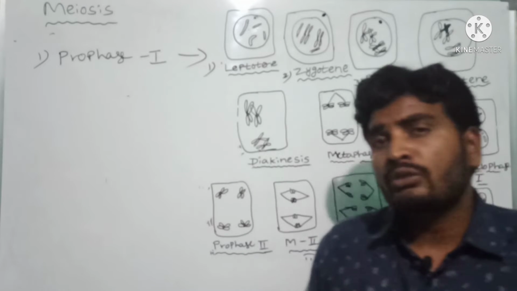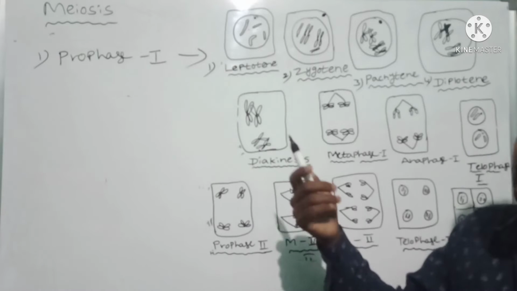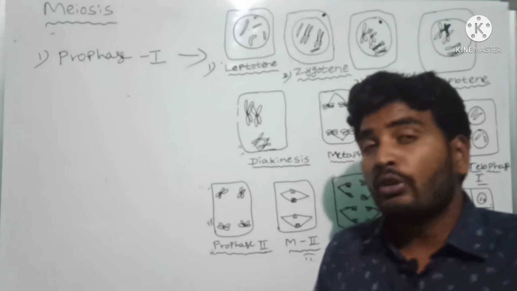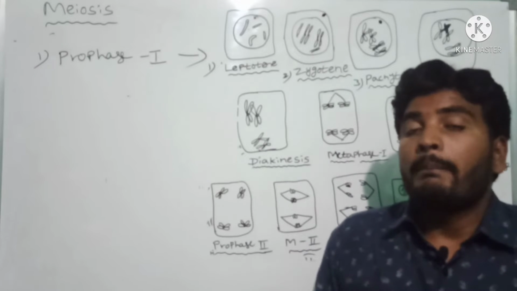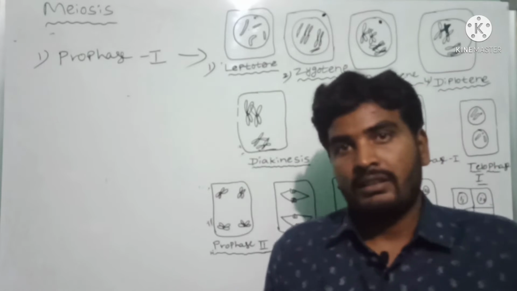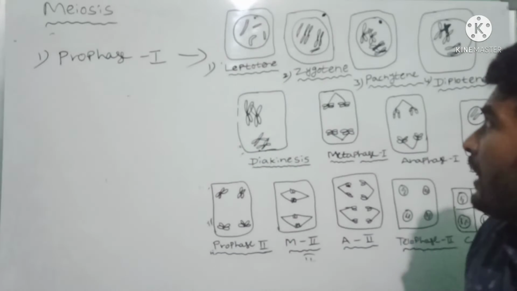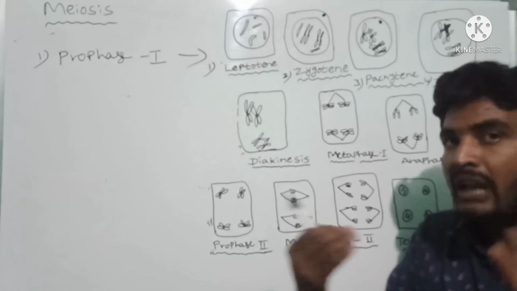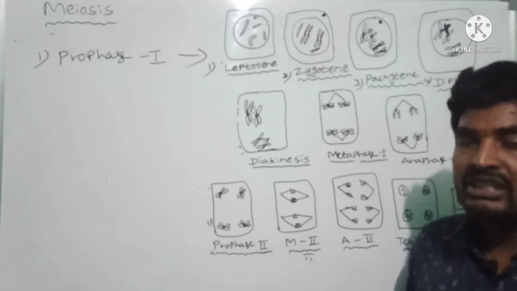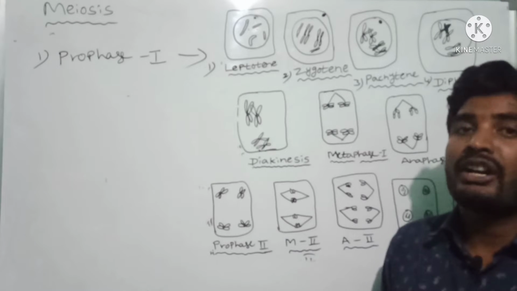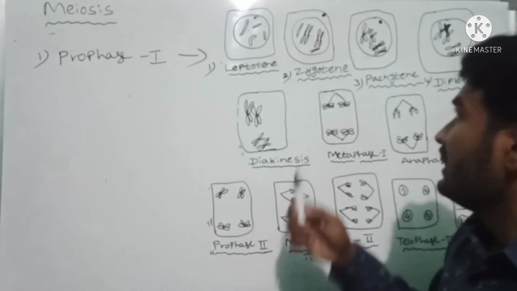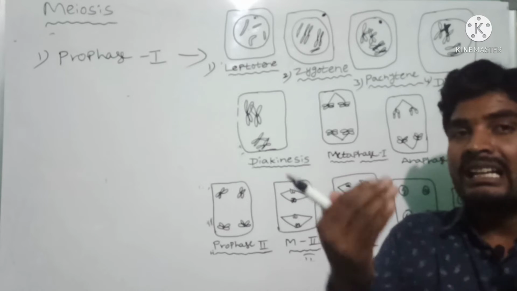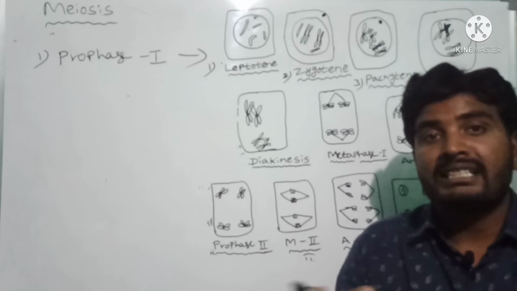So how will the homologous chromosomes pair? By the help of the synaptonemal complex. These are the changes that appear in the zygotene stage. Again in this zygotene stage, chromosomes appear short and thicker due to the condensation process.